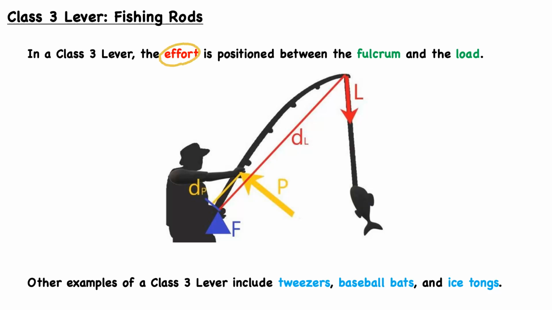Let's start by identifying the effort. Well, the effort is applied by the fisherman's right hand towards the top, which is pulling the load. And on the sides of the effort, we have the fulcrum. So this is essentially the fisherman's other hand. This is where it will pivot. And then, of course, we have the load, which is really the fish at the end of the line. So again, Class 3 lever, effort is in the middle of the fulcrum and the load. And some other common examples outside that of a fishing rod are tweezers, baseball bats, and ice tongs.